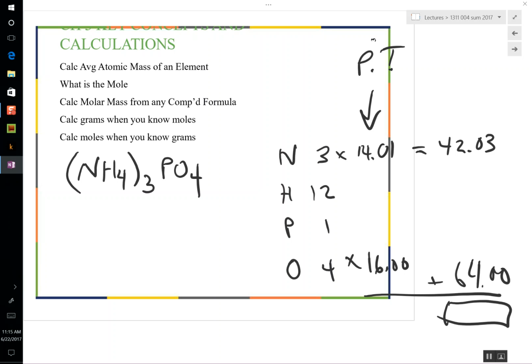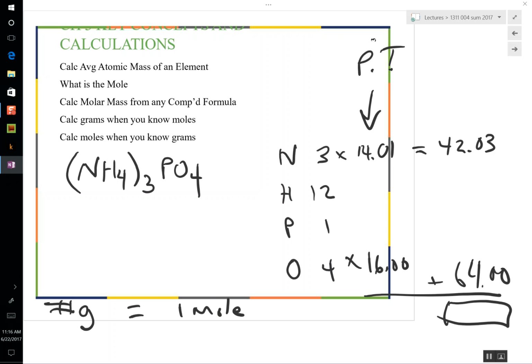mass. And what is the molar mass telling you? That's the number of grams that would be 1 mole of that substance. That's how much 1 mole of ammonium phosphate would weigh, that many grams. 1 mole of ammonium phosphate is giving you 3 moles of nitrogen, 12 moles of hydrogen, 1 mole of phosphorus, and 4 moles of oxygen. That's what's in 1 mole of ammonium phosphate. And molar mass is going to be really critical.